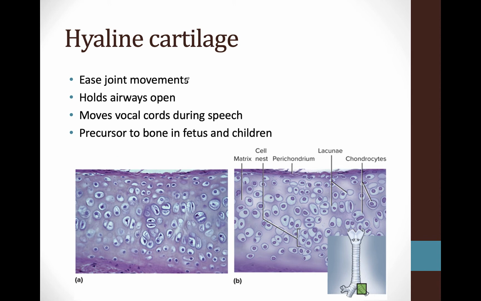So the cartilage in your trachea holds your airways open. The cartilage on the ends of your bones helps your joints move. And then you use these cartilage precursors as bones in fetus and children before they ossify and become hard bones in adults. So some characteristics: the hyaline cartilage doesn't really have any fibers in it.